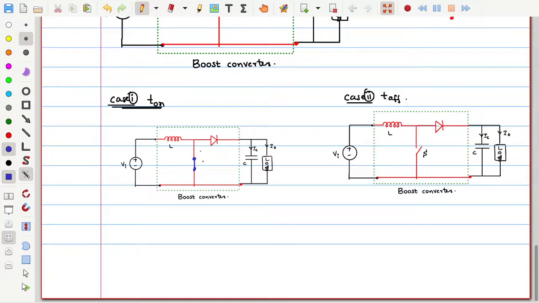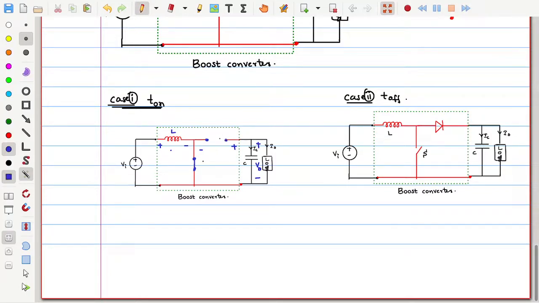Then as a result, the voltage across the inductor will be equal to the input voltage Vi. This is the inductor. Input voltage Vi is equal to VL, and here the output voltage is V0. That output voltage appears across the diode with this polarity. This negative polarity will come over here and this positive in this way, so the diode is in reverse bias. If it is in reverse bias, it is going to be in off state.